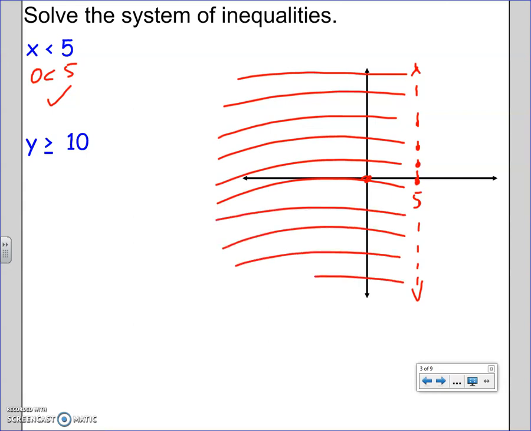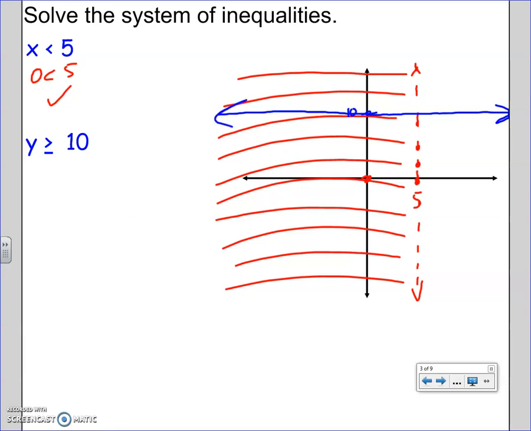Alright, so there's the first picture. The same thing for the second one. This is y is equal to 10. So that's a constant line. Again, it's a horizontal. I find 10 on the y-axis. 10 is somewhere over here. Let's call this 10. Sideways line, and it's closed.